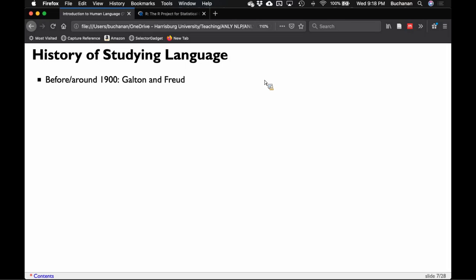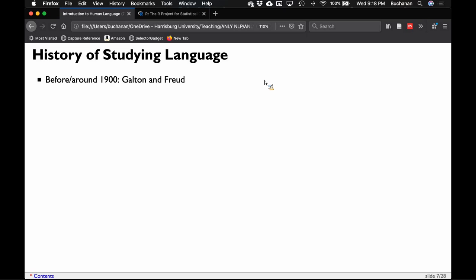Now, if we look at the history of computational linguistics, in my other course I talk about the history of natural language processing, because the other course is more of a traditional NLP course. This one, to me, is more of a computational course. They overlap a little bit. But if I look at the history of studying language, a lot of this is from the perspective of cognitive science or cognitive psychology, because that's what I am.